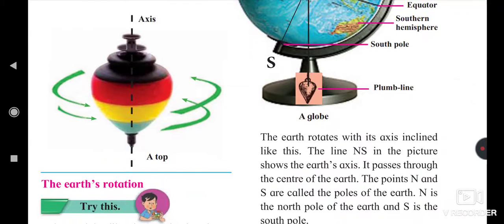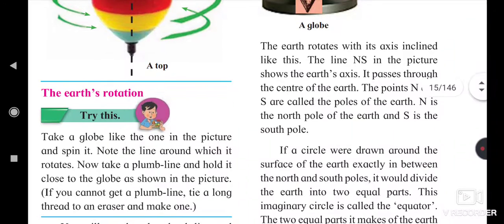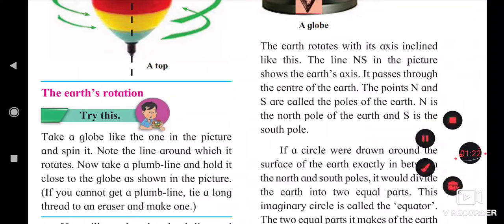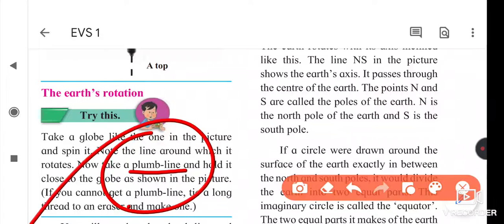and the revolution means the earth revolves around the sun. Okay, these two motions happen at the same time, but the effects of these two types of motion are totally different. It means due to the earth's rotation, the earth has an imaginary plumb line, and it moves around that plumb line.